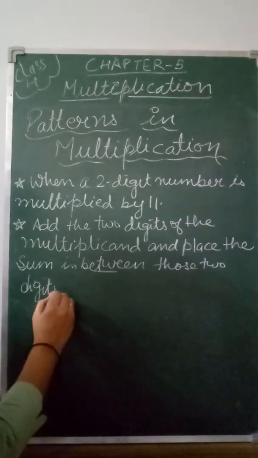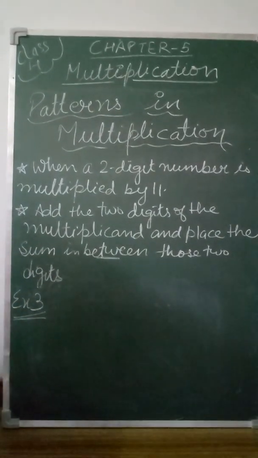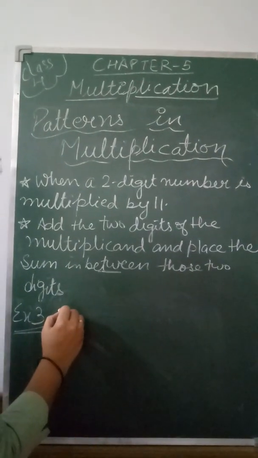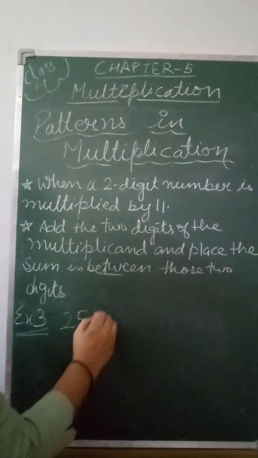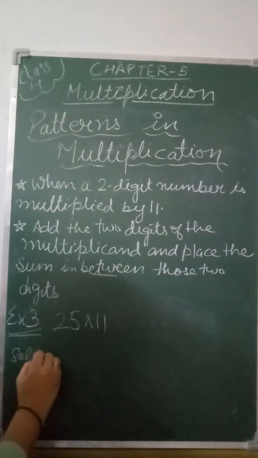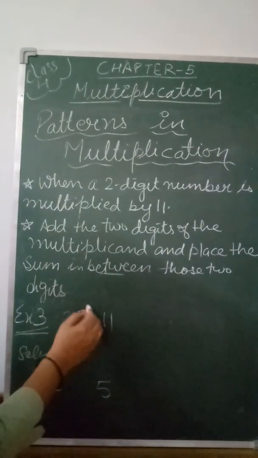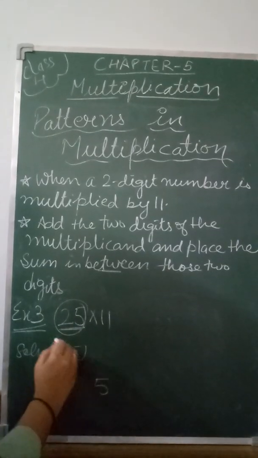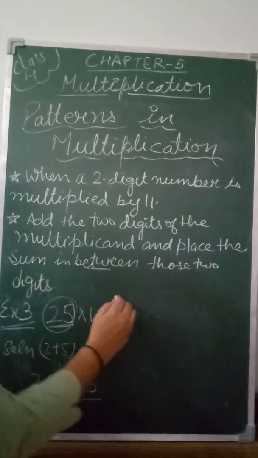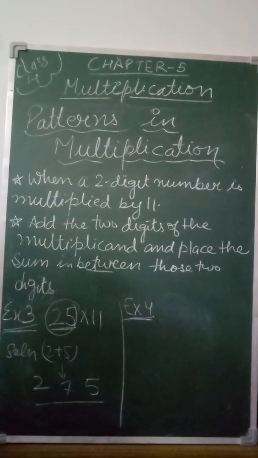Let's take more examples to explain this pattern easily. Example 3: let's take 25 multiplied by 11. First, this is the multiplicand, 2 and 5. Add these two numbers, 2 plus 5, and the sum is 7. So the answer is 275.